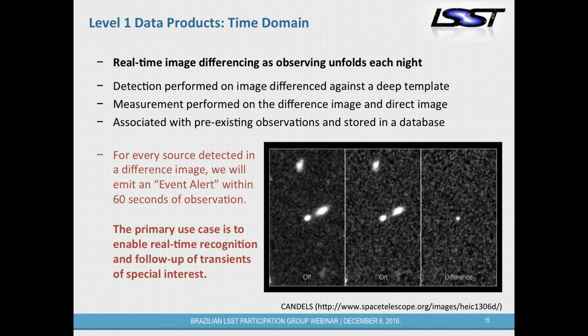So what you will get is, for every source detected in the difference image, we will send out an event alert. Right now we're baselining VOEvent. It's almost certain it's going to be packaged as a VOEvent. And we'll send out a VOEvent within about 60 seconds of observation. That VOEvent will contain the information that you need to decide whether this is something that's worth following up rapidly, whether this is a supernova that just blew up and you may be able to catch the shock breakout and things like that.